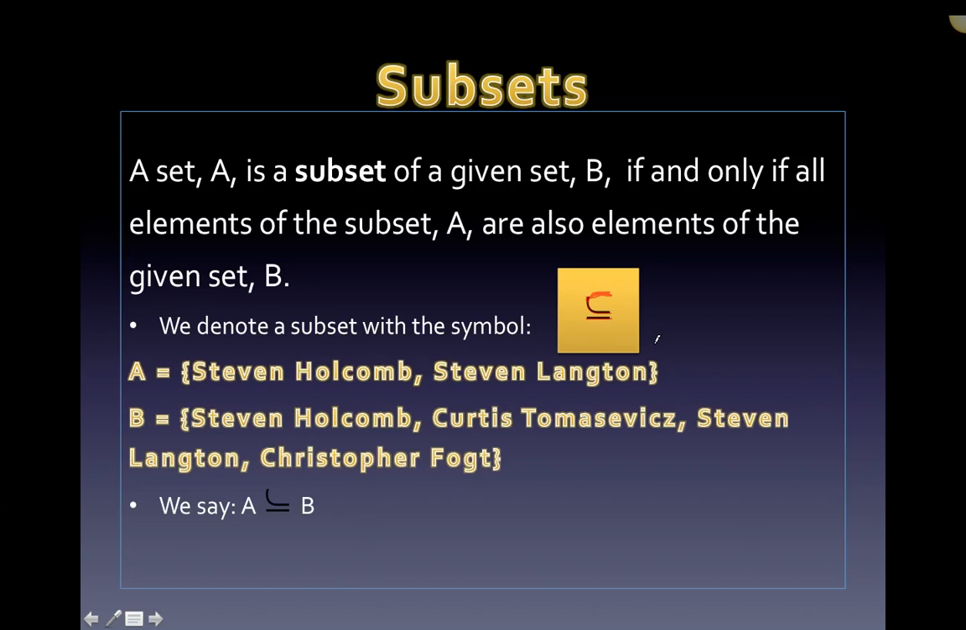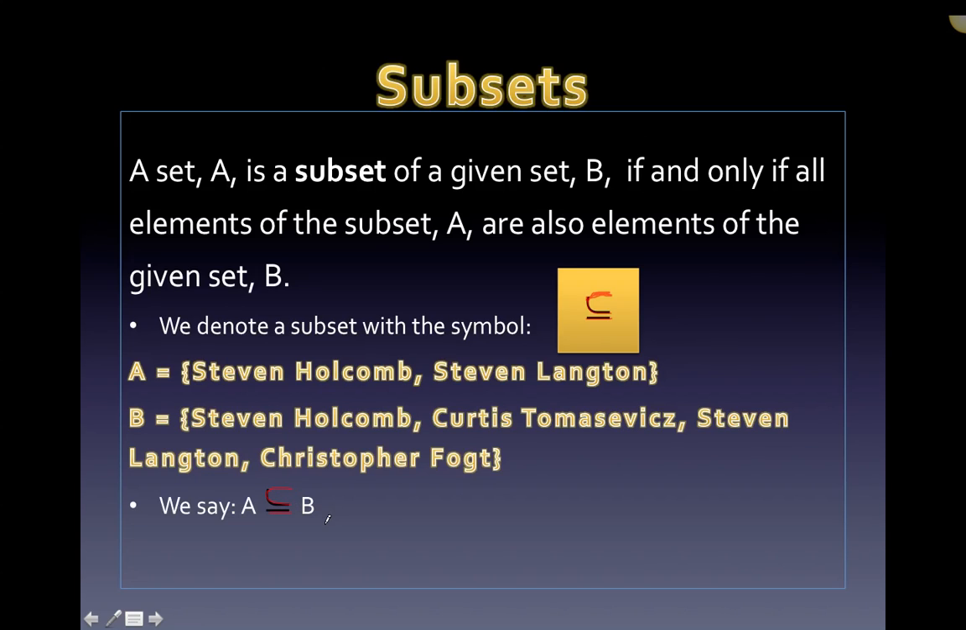So here's my example, and I took these names from the 4-man bobsled team in the 2014 Winter Olympics. That's my theme for today if you haven't noticed already. So if set A consisted of 2 members of this bobsled team, Holcomb and Langton, and set B consisted of Holcomb, Thomas Vitz, Langton, or Fote, I'm going to just butcher these names, then we would say that A is indeed a subset of set B because every member in A is also a member of B.